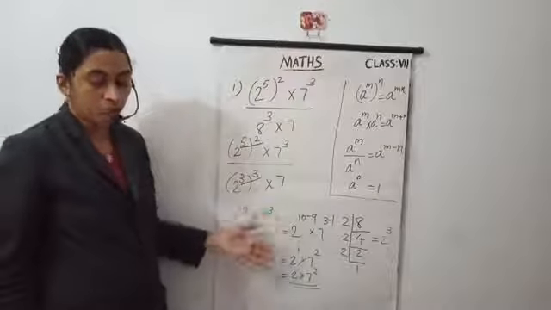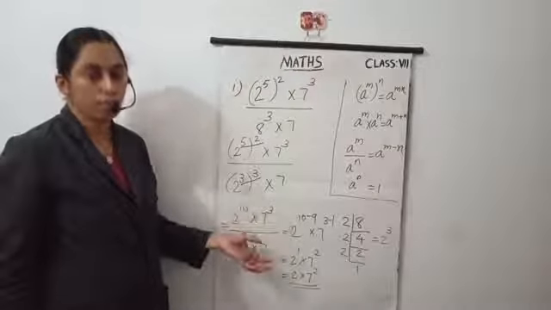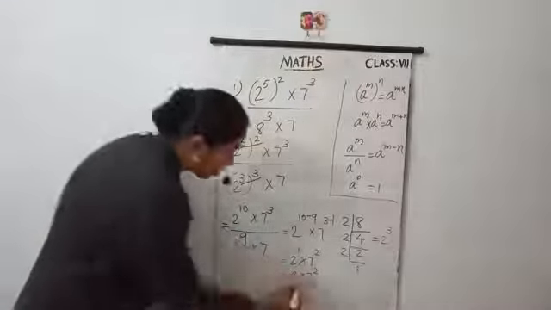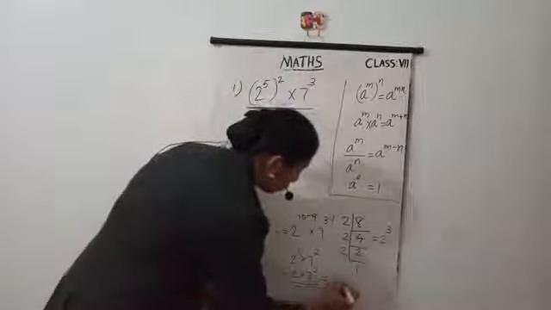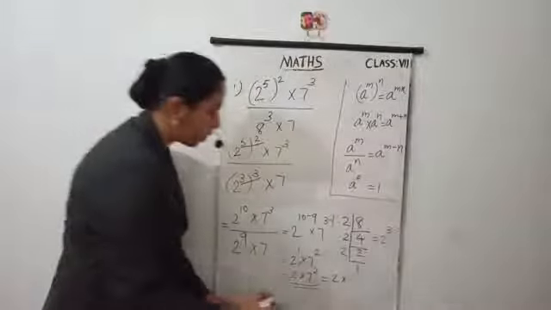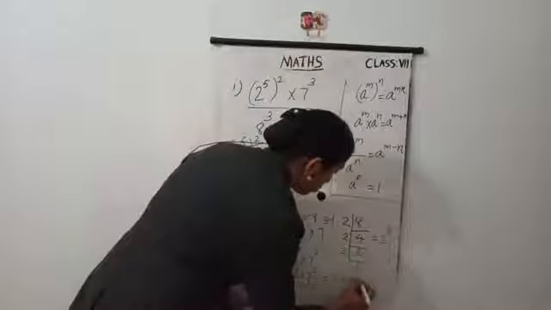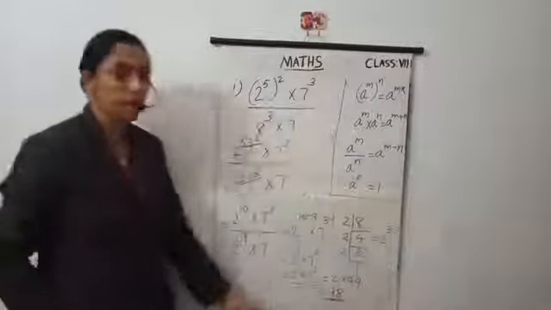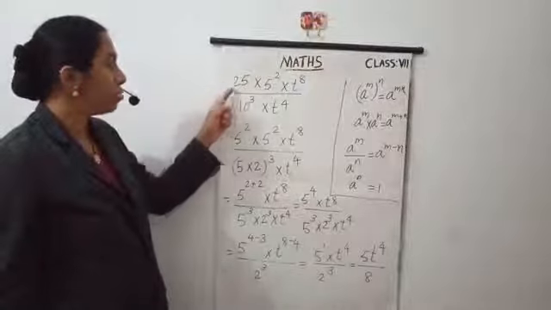In the question they asked to simplify. Simplify means we need to simplify this also. So this is equal to 2 into 7 raised to 2, which is 49. So 2 into 49 we get 98. So the final answer is 98. Next, question 2.